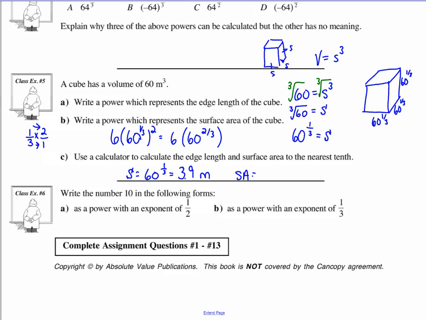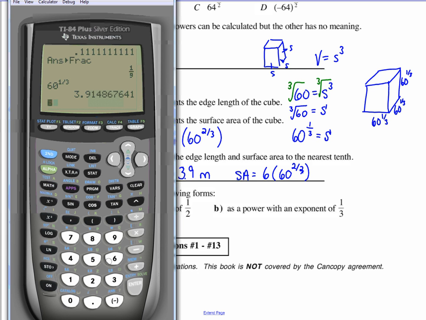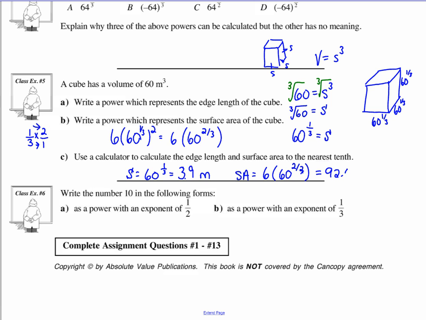Okay, the surface area, I'd like you to type in 6 times 60 to the power of 2/3. Oops, that's a 3. 6 times 60 to the power of, so if you're putting in an exponent that's a fraction, and you have the other type that shows you the little hat, you need brackets, 2 over 3. So to 1 decimal place, what would that be? 92.0. The 5 rounds the 9 to a 10, right? But we still want that 0. Meters squared.